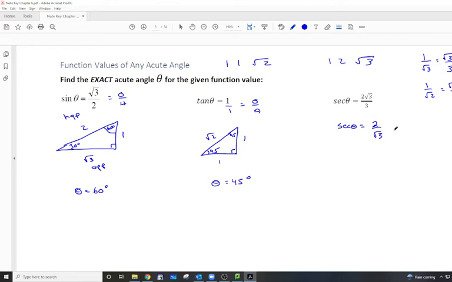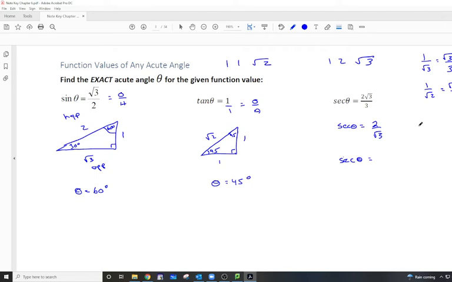Because when it's written as a rationalized denominator, it's harder to see the 1, 1, root 2 or the 1, 2, root 3. So you have to unrationalize it to see it. Now I can see secant theta is 2 over root 3. Now again, let's figure out what this is saying. So secant theta equals what is a ratio of what? It's a ratio of hypotenuse to what?